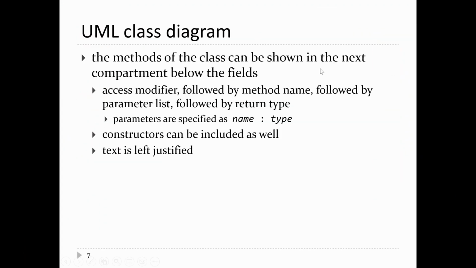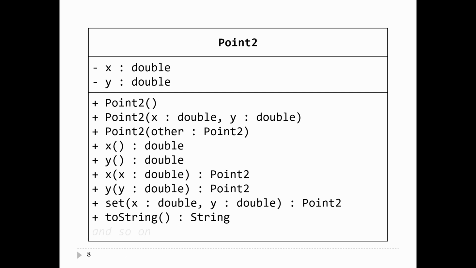And again, depending on the context that you're using the diagram in, you can now show the methods and constructors. So they are shown in a similar way. You draw an extra box underneath the fields. Each method or constructor can have an access modifier. It has a name, it has a parameter list, and then it's followed by the return type. And so this is easier to see in an example. Right, so there's our point 2 class with all of the methods and constructors that we have so far in the class.